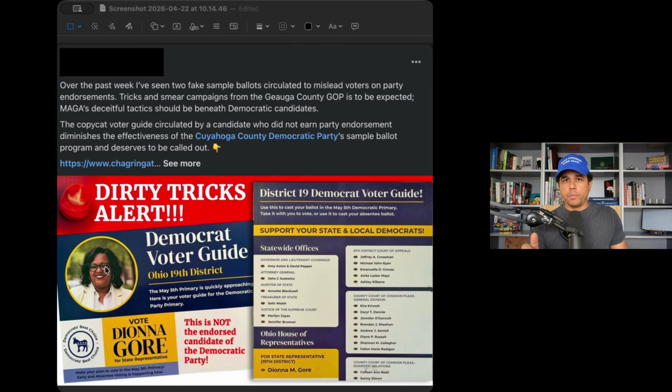Now, the number one thing I want you to notice here is that they say the quiet thing out loud. And that's right here. That's where it says, this copycat guide circulated by a candidate who did not earn the party endorsement, diminishes the effectiveness of the Cuyahoga County Democratic Party sample ballot and deserves to be called out. Now that's the quiet part out loud. What they're really saying here when they say diminishes the effectiveness of the party's sample ballot is only we get to push our thumbs on the scale. Only the 400 people in that room get to decide who goes on that format of paper.